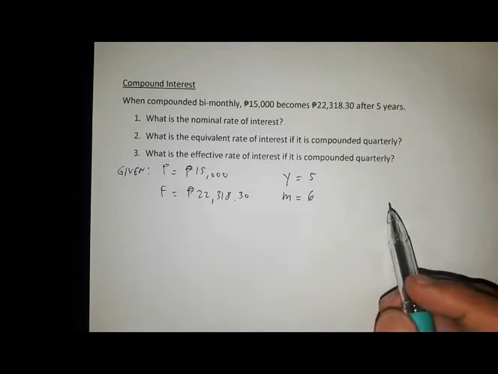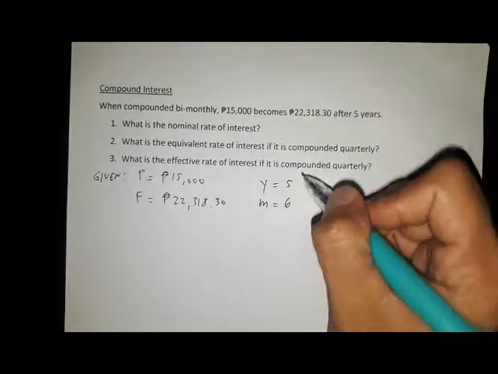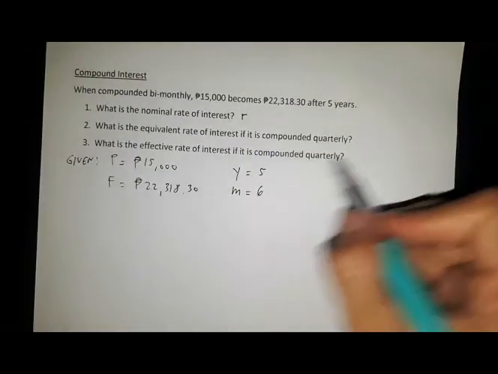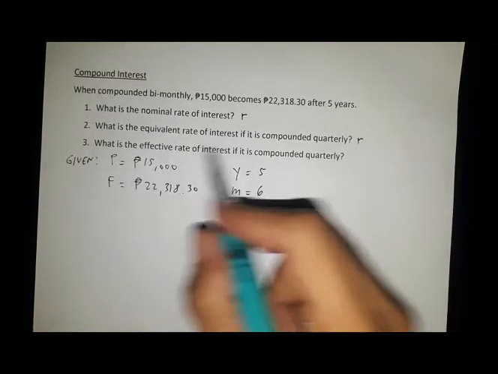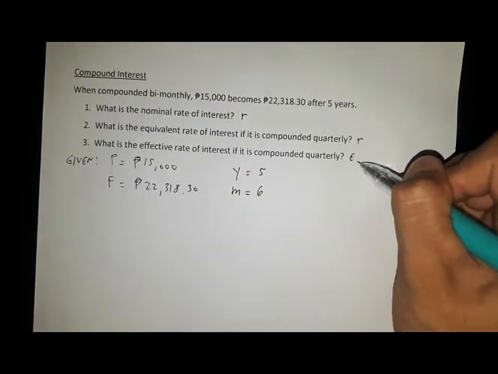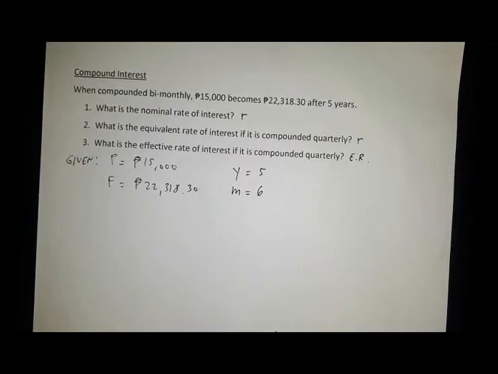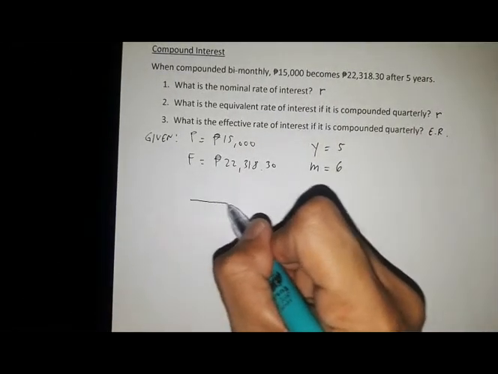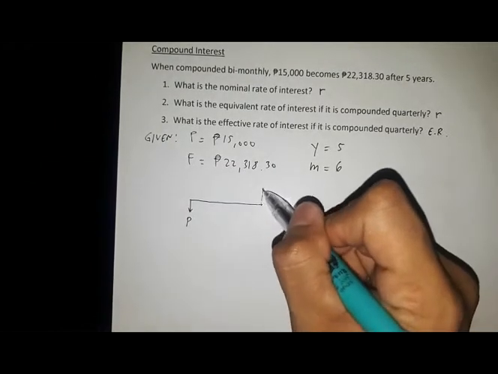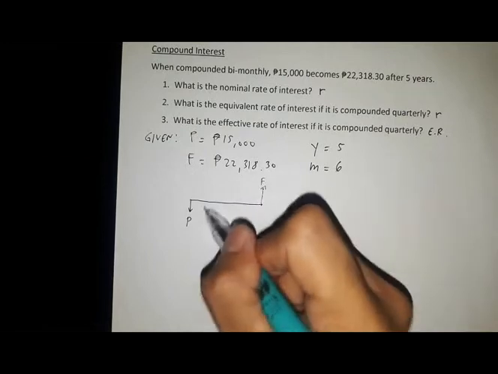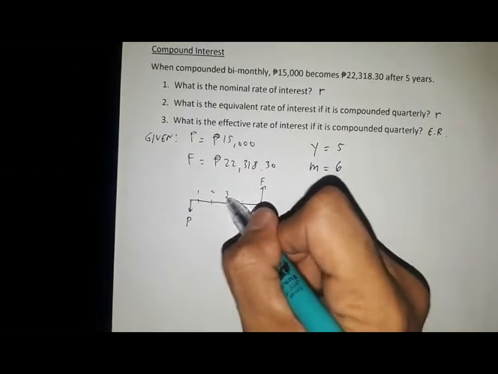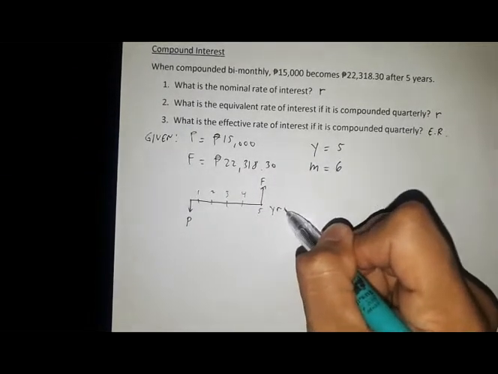What is the nominal rate of interest? So for number 1, we are required to solve for the value of R, then another value of R if it is compounded quarterly. And for number 3, we have the effective rate. So the cash flow would likely look like this. This is your P, this is your F, so this is 1, 2, 3, 4, 5 years.